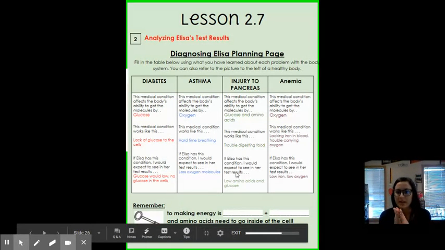And so the point of this planning page is to get our mind working to think, oh, okay, if someone has diabetes, we see that they're going to have low glucose because the glucose is not going into the cells. That's part of the condition.